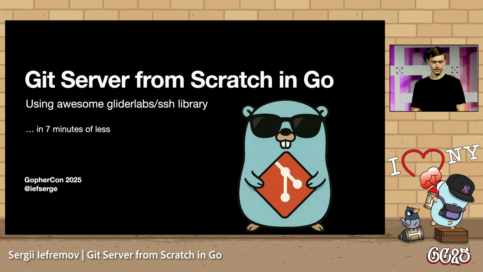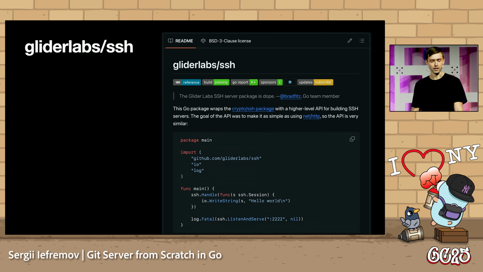My name is Sergii, and I'll talk about building a Git server in Go. We'll also learn how the Git clone operation works, and I will try to build a simple Git server in 7 minutes or less. There's this great library called gliderlabs SSH, which makes it easy to build any kind of SSH server. And we can use that to build a Git server as well.